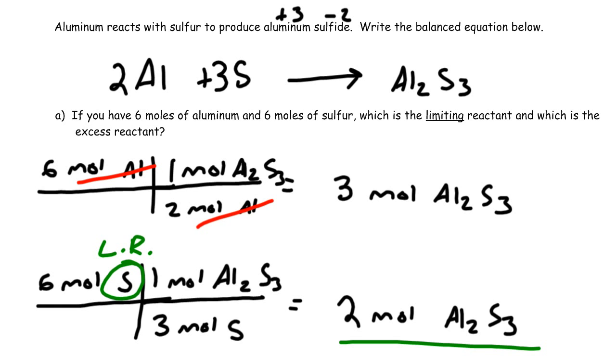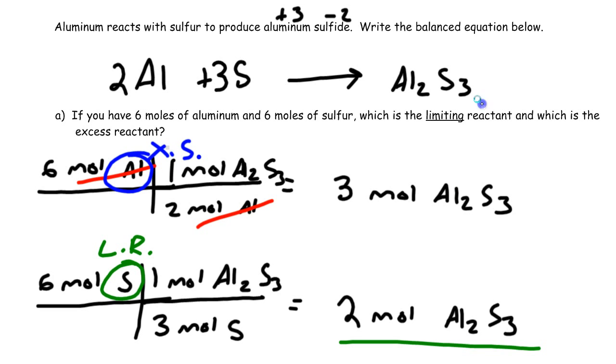Now I need to determine my excess reactant. In the case of a problem where we only have 2 reactants, 2 pieces of starting substances, the other compound, in this case aluminum, is going to be my excess reactant. So because sulfur gave me less product, it's my limiting reactant. I'm going to have a little bit of aluminum left over, because if I used all my aluminum, I would have gotten actually 3 moles instead. So aluminum is my excess reactant for this case.